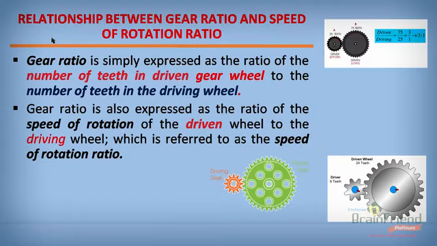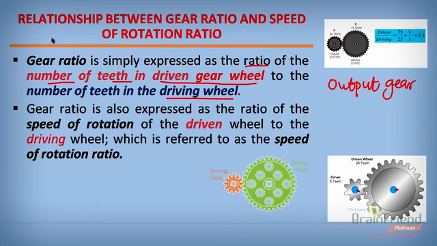Let's look at the relationship between the gear ratio and speed of rotation ratio. Gear ratio is simply expressed as the ratio of the number of teeth in driven gear wheel to the number of teeth in the driving wheel. We can also express it as the number of teeth in the output gear, since our driven gear wheel is also referred to as our output gear wheel, all over the input gear wheel.